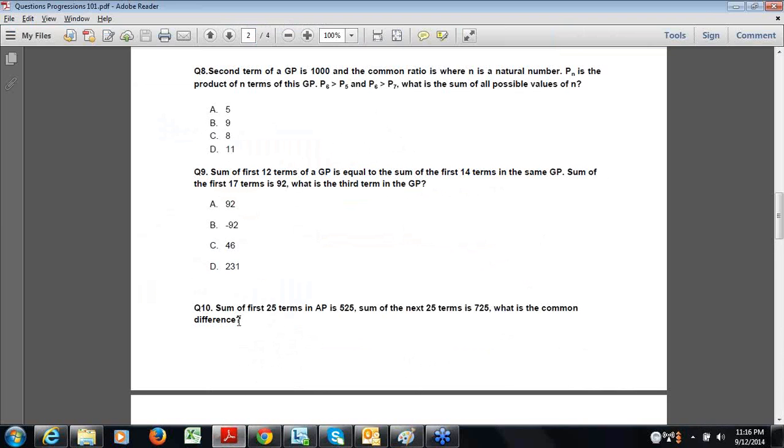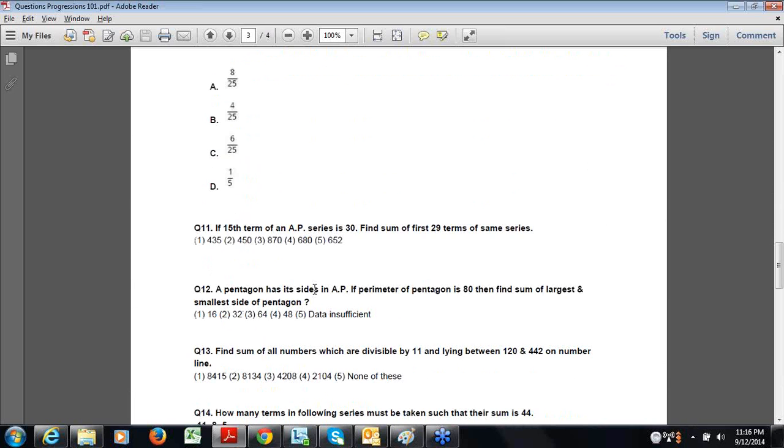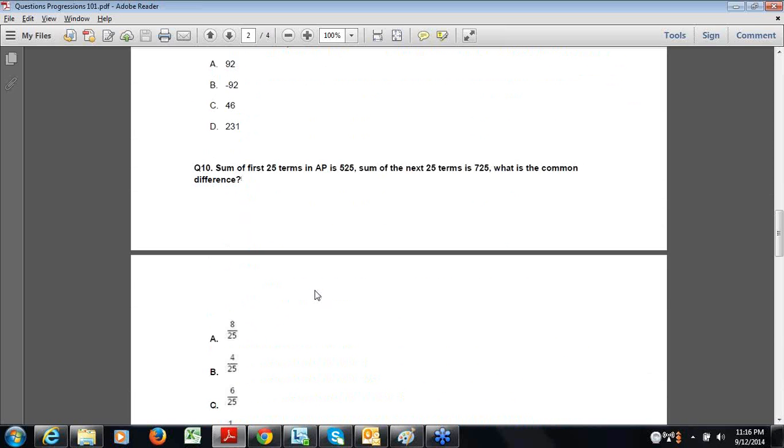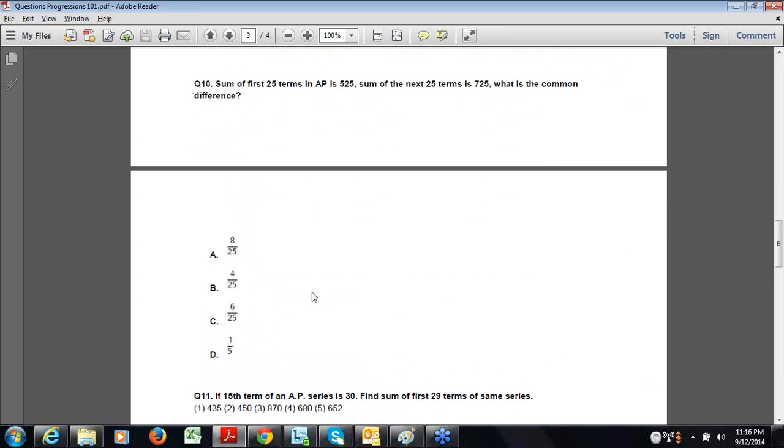Okay. Moving on to questions. Let me explain question number 10 and then we'll wind up the class. The rest you can see in my solution section, which I'll publish after this class. I'll publish all the questions with the answers so you can see there. It is asking: sum of first 25 terms in an AP is 525. Sum of next 25 terms is 725. What is the common difference?